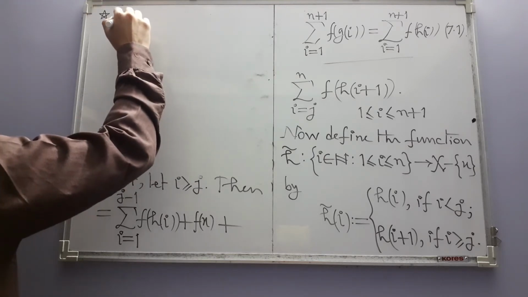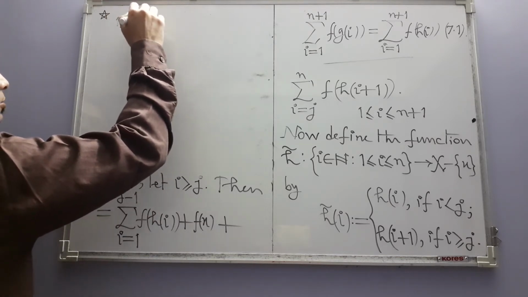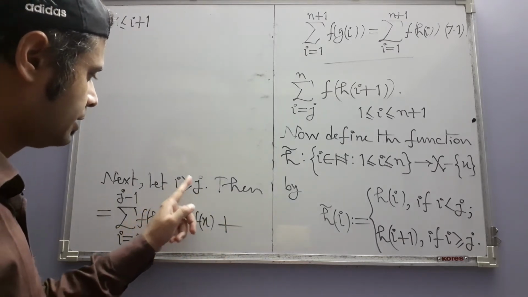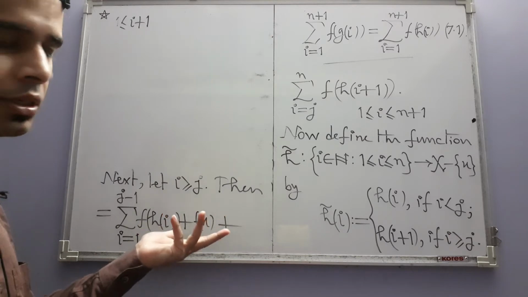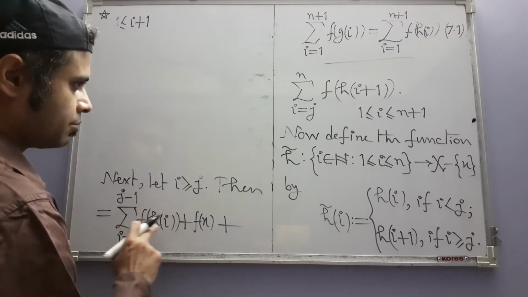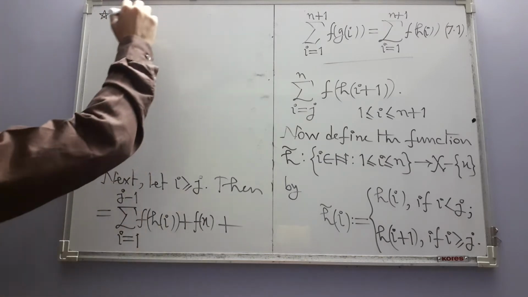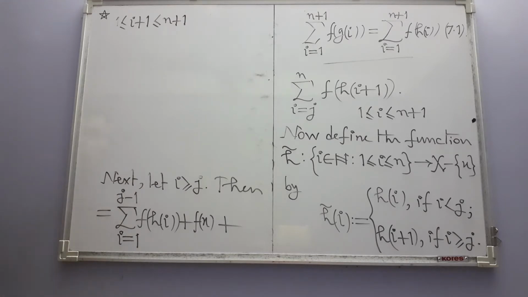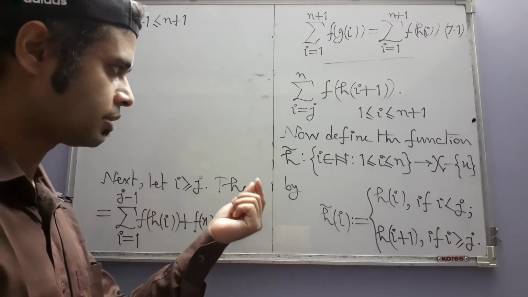One is less than or equal to i plus 1. Already j is greater than or equal to 1. Now i is greater than or equal to j, so i plus 1 is even larger. So i plus 1 definitely is greater than or equal to 1. In fact, it is strictly greater than 1. But note that because i is coming from here, i is less than or equal to n. So i plus 1 will be less than or equal to n plus 1. So i plus 1 belongs to the domain of our function small h.